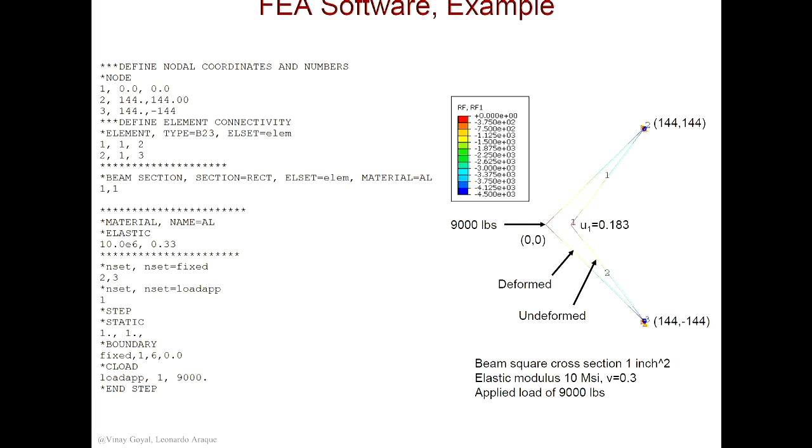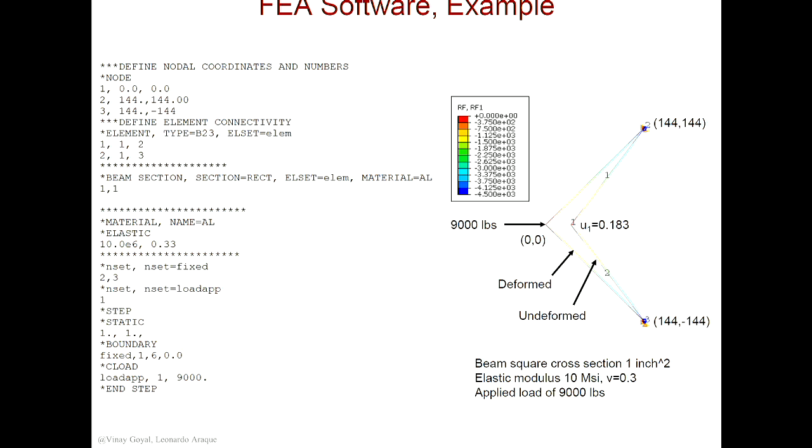You can select different inertias. If you know the cross-section of the beam, and you don't know the geometry, but you know the inertias, IXX, IYY, IZZ, all this, you can define that directly also. The element set is LM, material is aluminum. So then I say, okay, material name equals aluminum, elastic, modulus 10 MSI, Poisson's ratio 0.33.